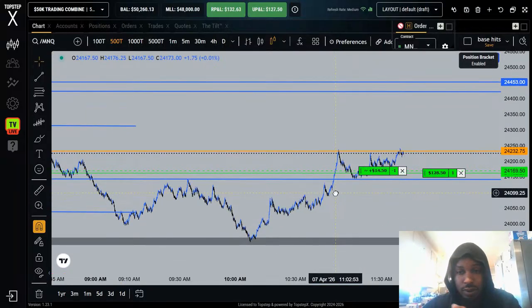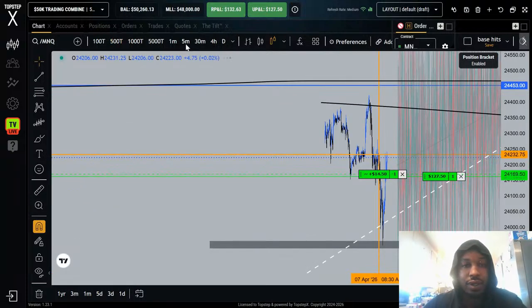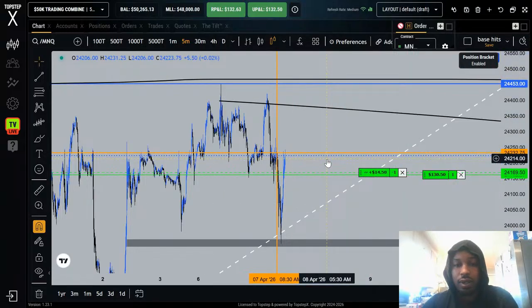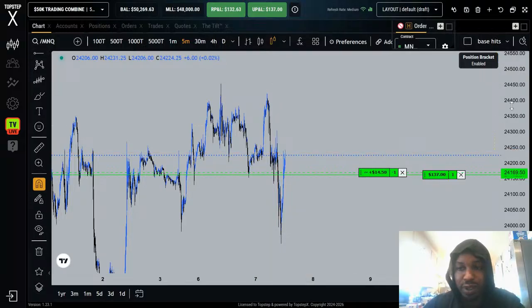So I'll talk about my thought process on choosing this trade. What is this? Oh, okay, let's remove that. And what I'll do is actually just remove everything. I'll just start from scratch.